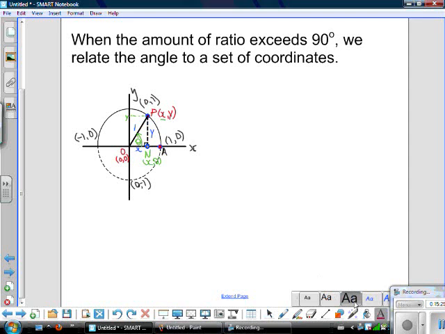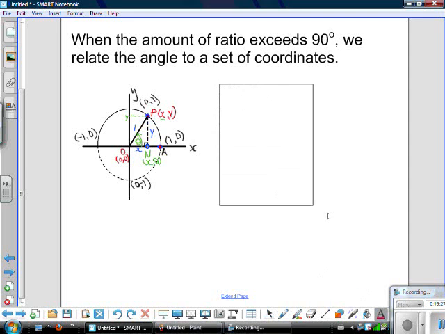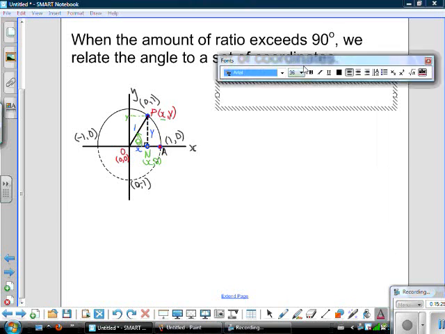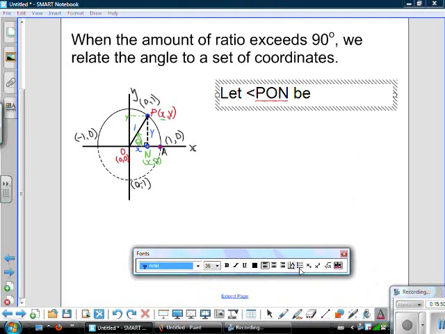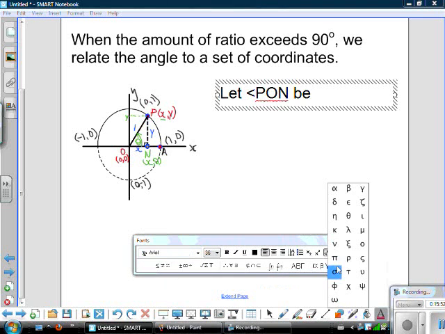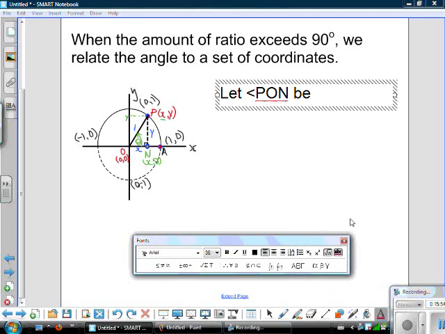So back to the actual written part. Okay, so we end up, we're going to let angle PON be theta. Remember PON, so that's theta. So we're going to let angle PON be theta, and we'll find a theta here. There we go.